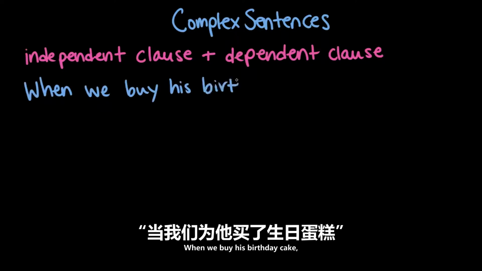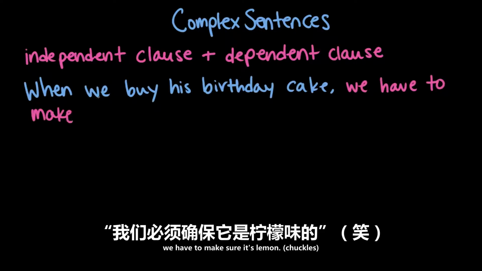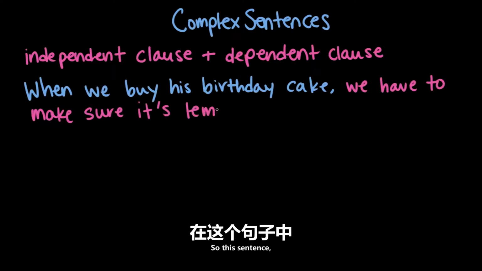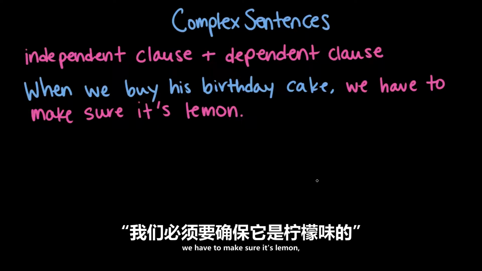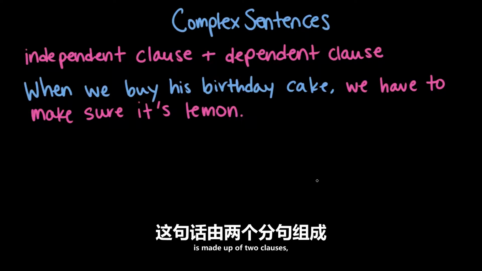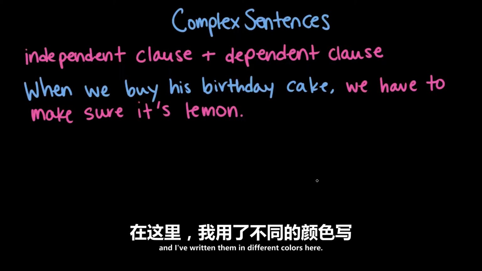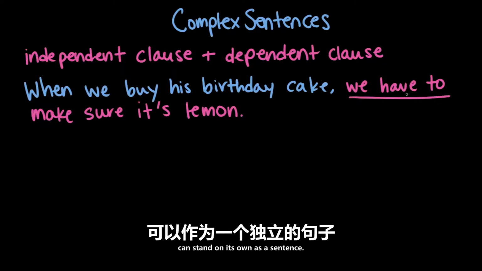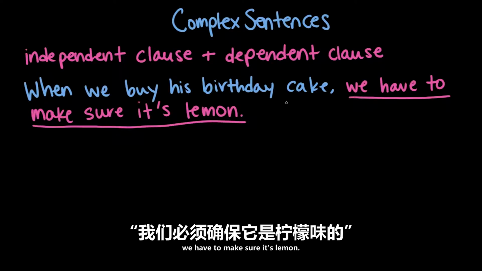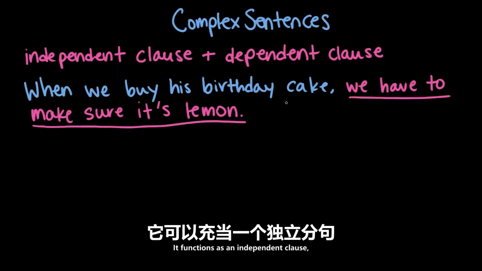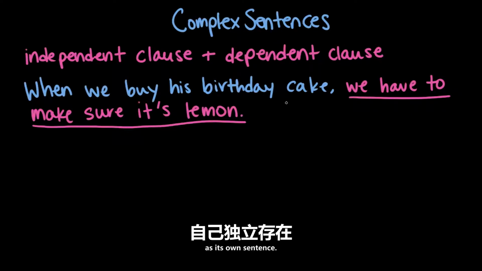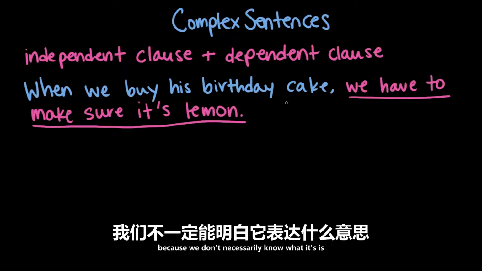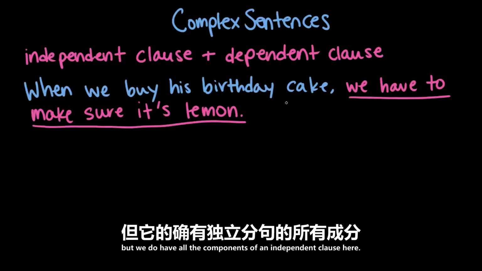When we buy his birthday cake, we have to make sure it's lemon. So this sentence, when we buy his birthday cake, we have to make sure it's lemon, is made up of two clauses, and I've written them in different colors here. So the second one, the pink one, can stand on its own as a sentence. We could just say, we have to make sure it's lemon. It functions as an independent clause, it's its own sentence. We have some information that might be missing from this sentence because we don't necessarily know what it is, but we do have all the components of an independent clause here.